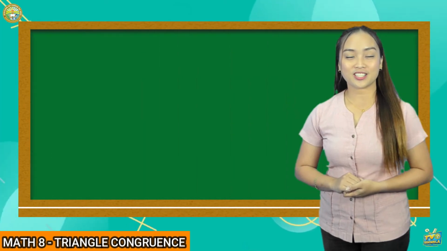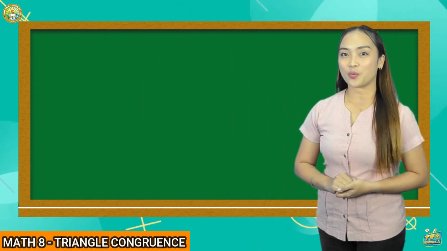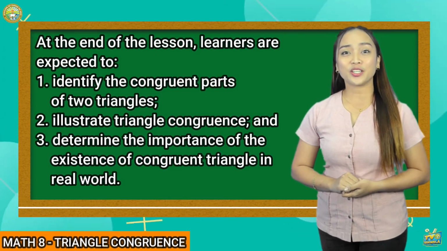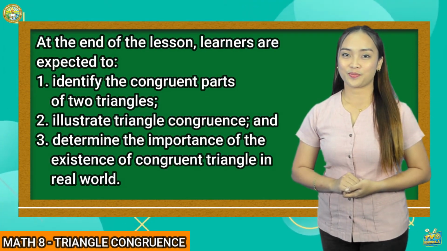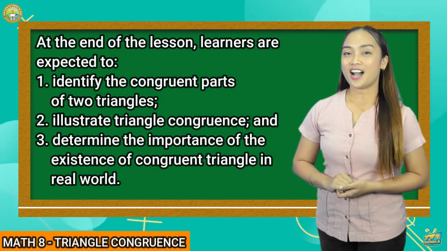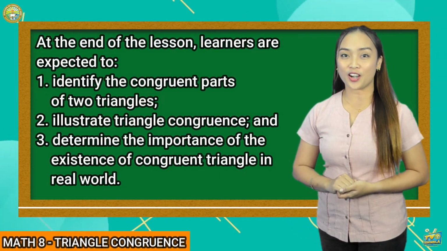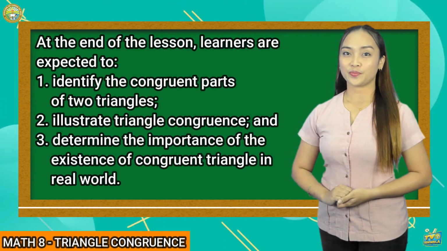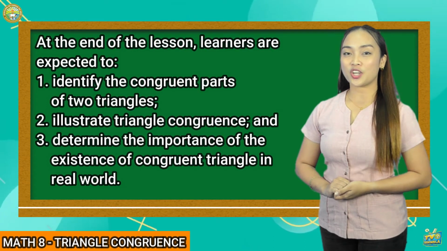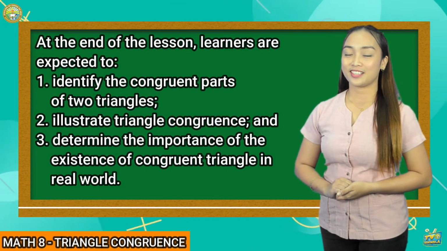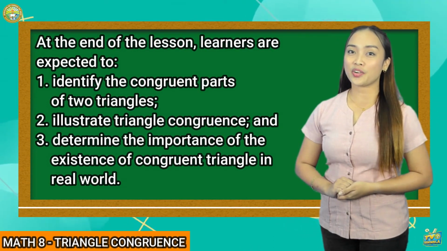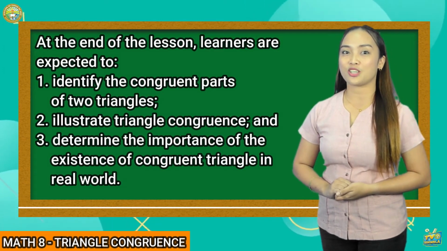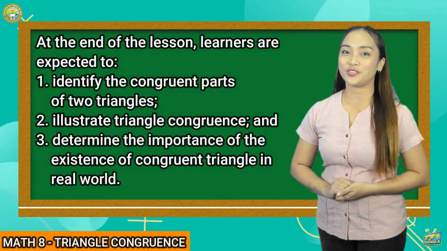For today's lesson, let us be guided by our objectives. At the end of the lesson, the learners are expected to: Number 1. Identify the congruent parts of two triangles. Number 2. Illustrate triangle congruence. And number 3. Determine the importance of the existence of congruent triangles in the real world.